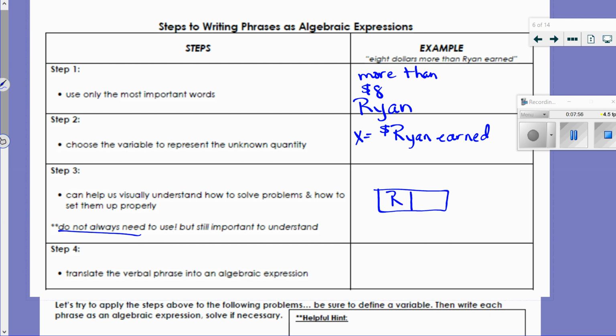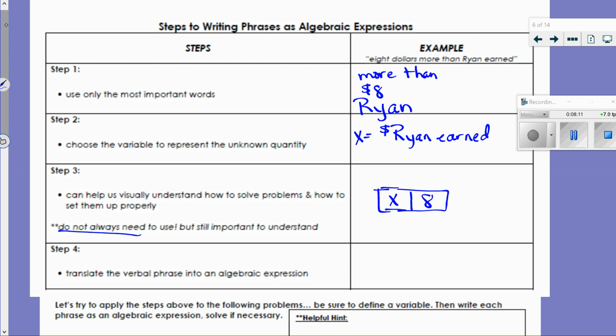So we said R was what Ryan earned. Or no, we said X, sorry. He's the only class that said X. So my model looks like this. Ryan earned X, and I know it's $8 more than that.